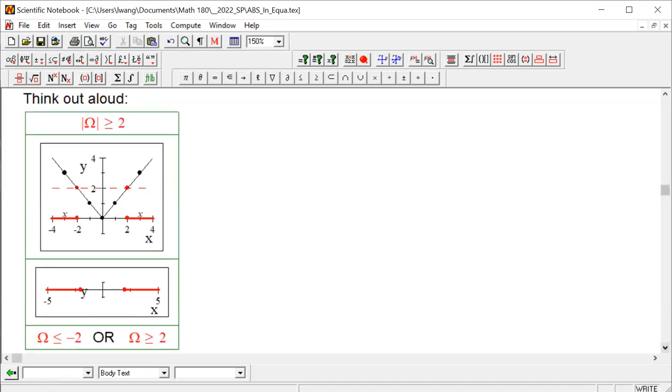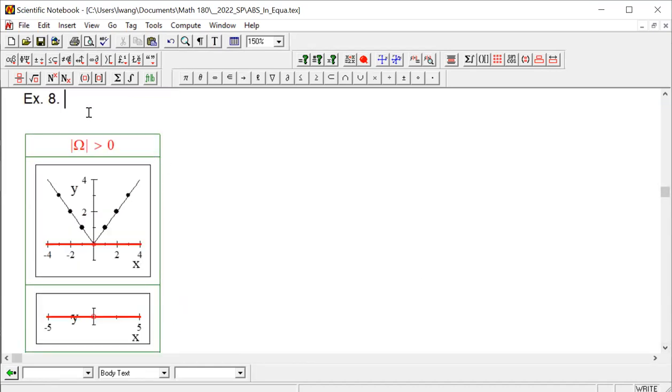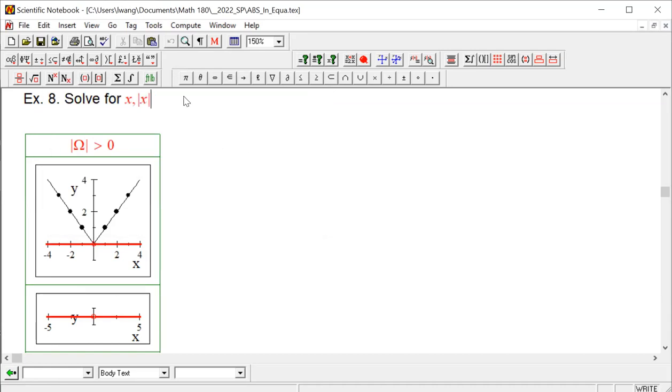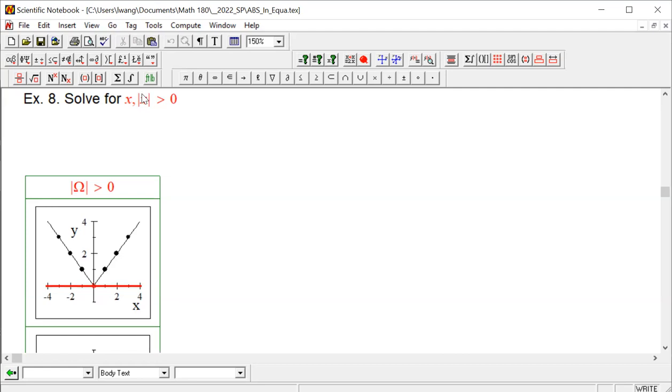And I'm going to make up a question. Say solve for x once again, and we have an absolute value. We want this absolute value to be larger than 0. But of course, we're not going to use x. We've done that. I'm going to make it complicated. I'm going to have |3x + 7| larger than 0.